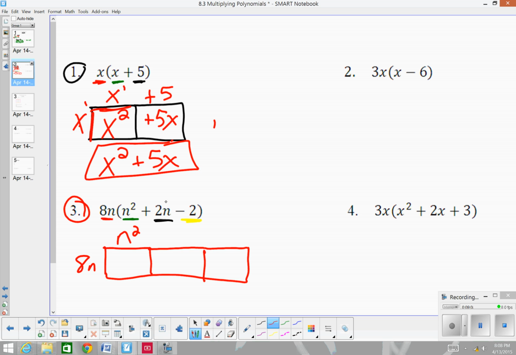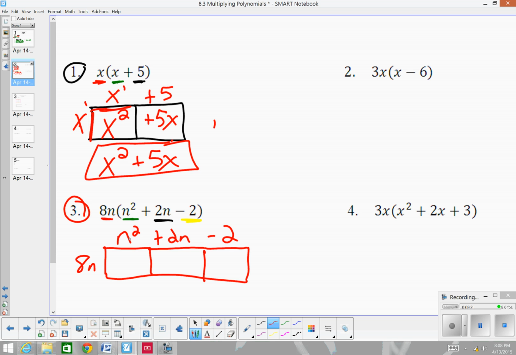Now remember, always carry the sign. Forgot to add this before. Always carry the sign that's in front of your term. So this is going to be positive 2n. This one's going to be a negative 2. Okay, good. Now, same thing. Second step. I'm going to find the area of my first box.